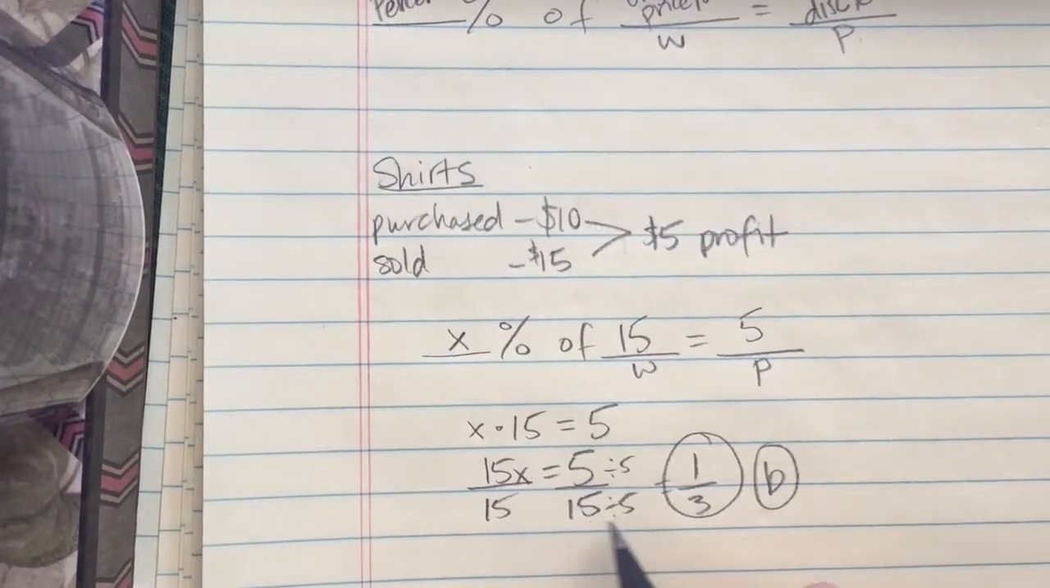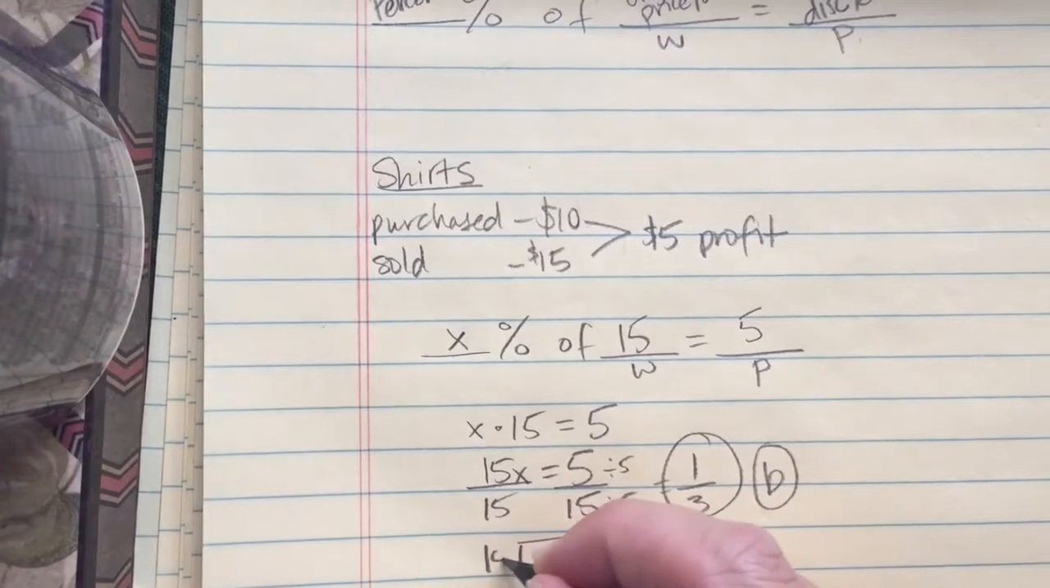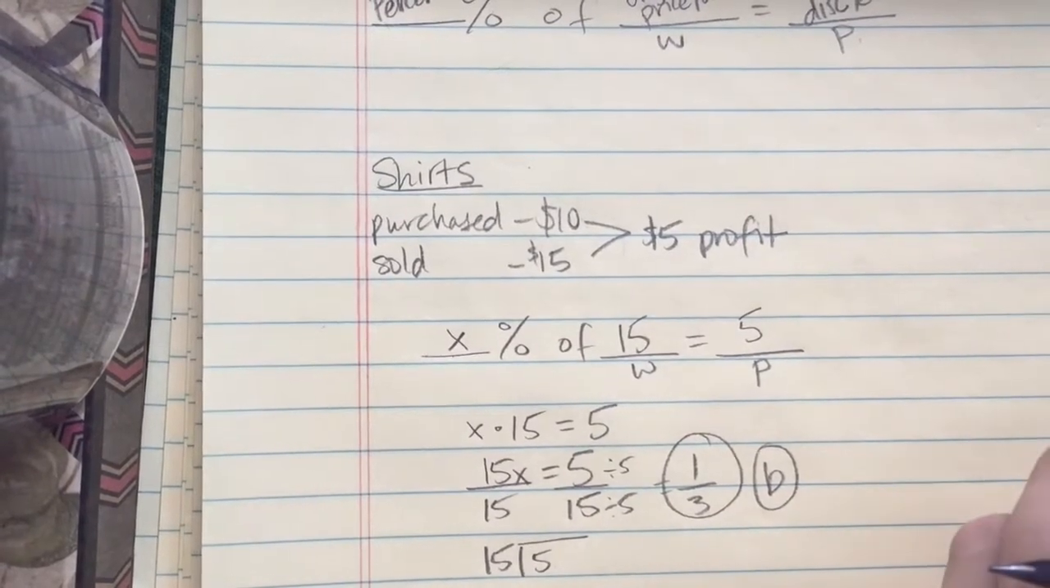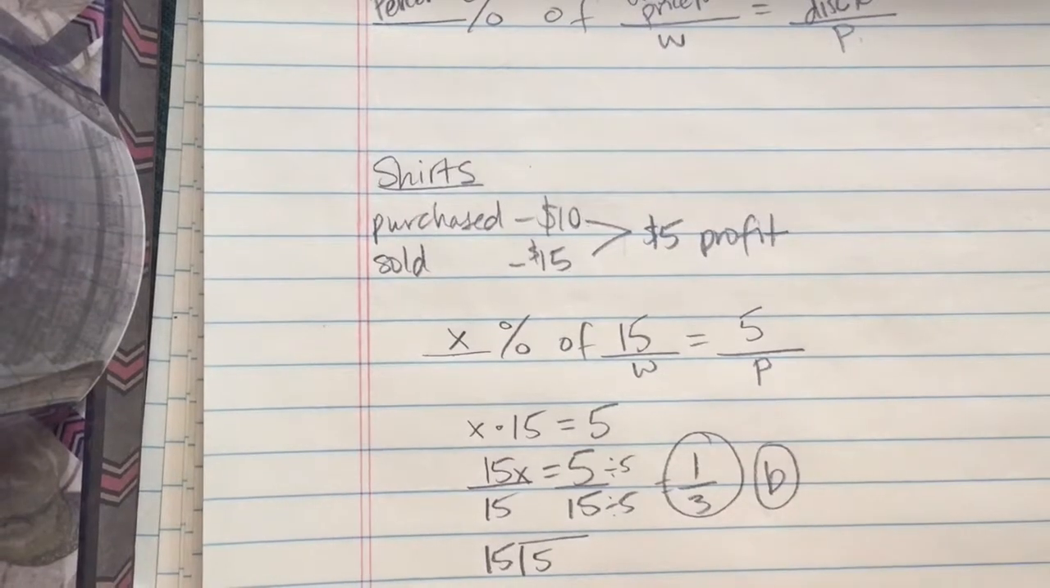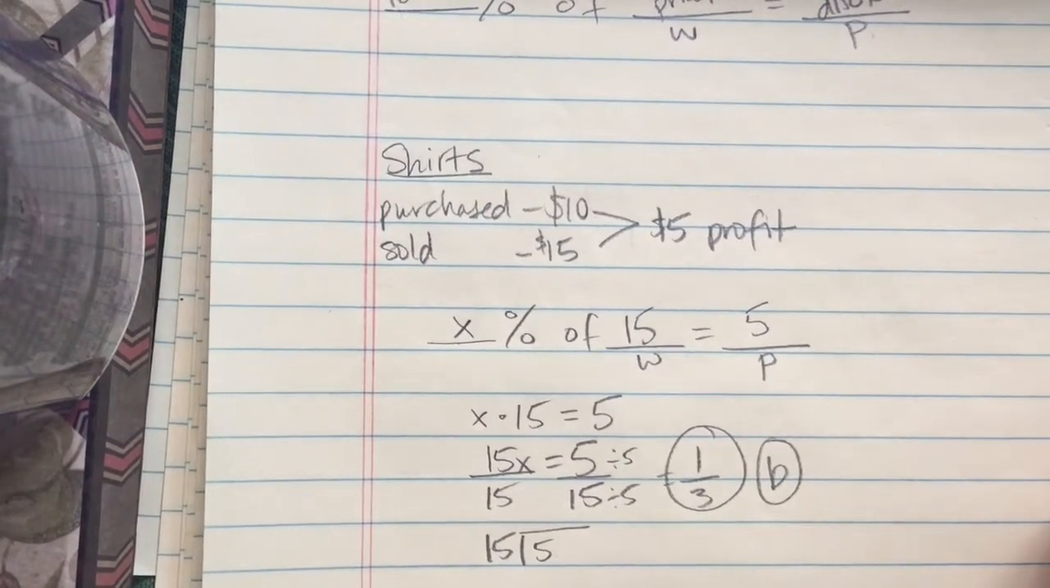But if you didn't see this fraction situation, you absolutely still could have done your long division, and you would have gotten 0.33333, which is the same thing as 33 1/3%. Okay, so that's the first one.